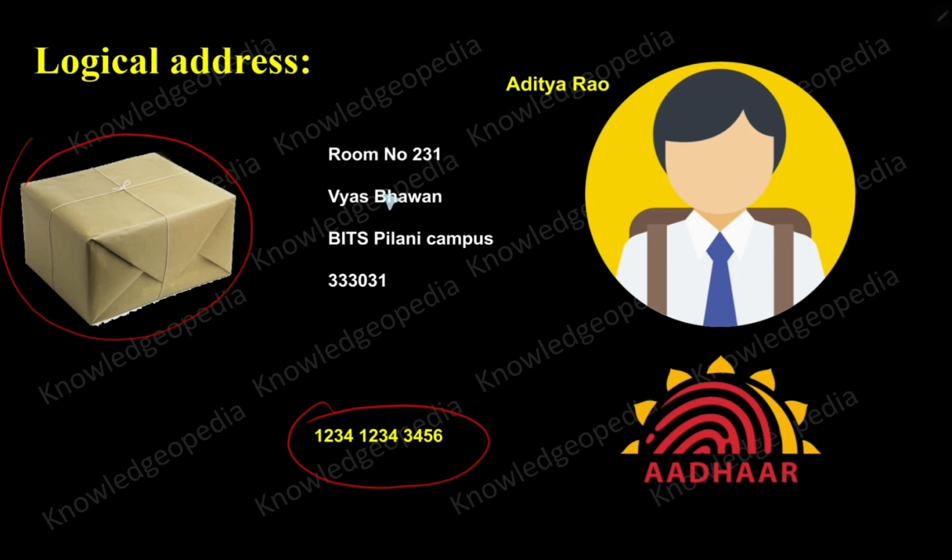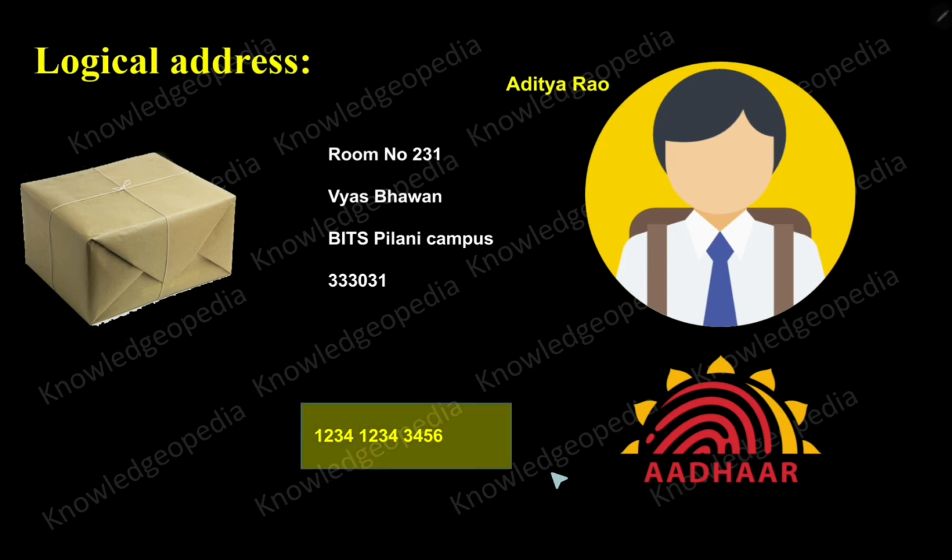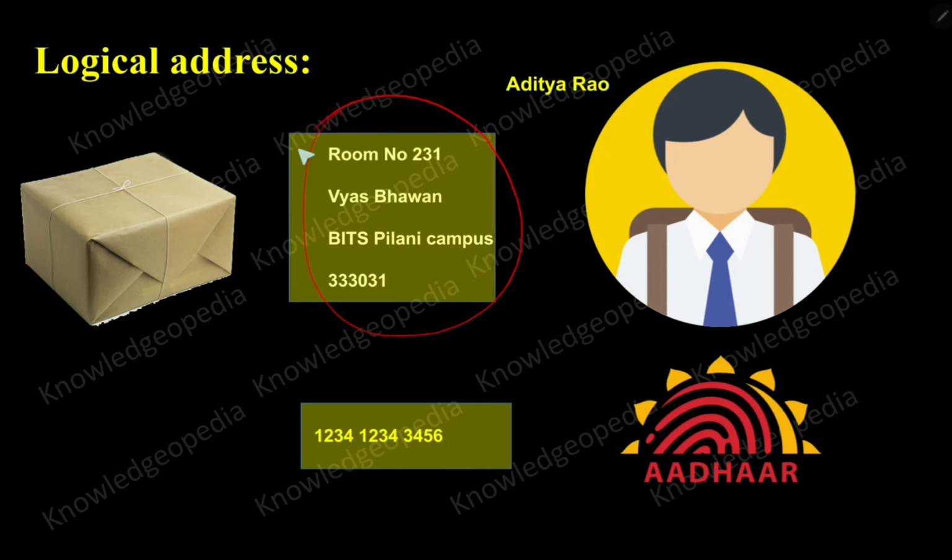Assume Aditya is studying at BITS Pilani campus. He is staying in Vyas Bhavan, room number 231. Now if I use this address, the courier person or the postal person can easily deliver this packet to Aditya, right? So here this Aadhaar number is a physical address. We can say this is for physical identification, and this one is the logical address of Aditya Rao.